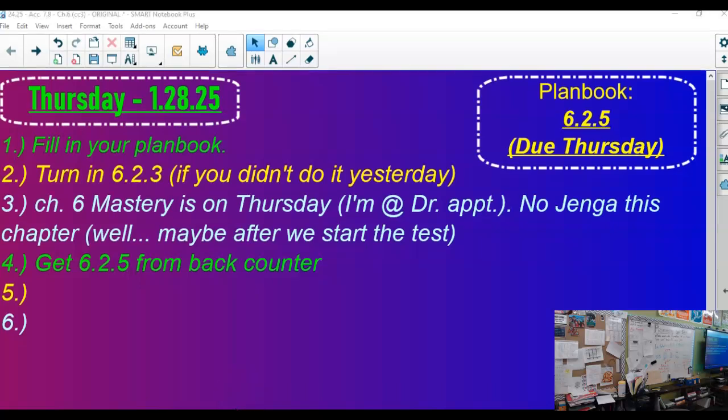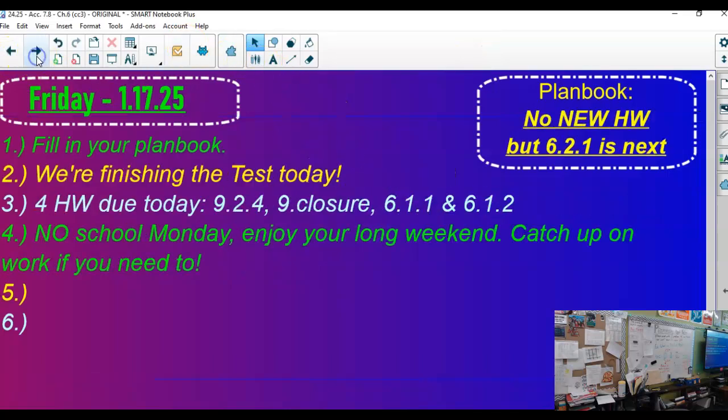So, yeah, like I put up there, no Jenga, at least before we start the test. Maybe we'll sneak some in after the test. We're not really behind on pacing, aside from the snow days totally messing up my plan, because I knew about this doctor appointment coming and I can't change it, because it's blood work and stuff like that. So they need me here.